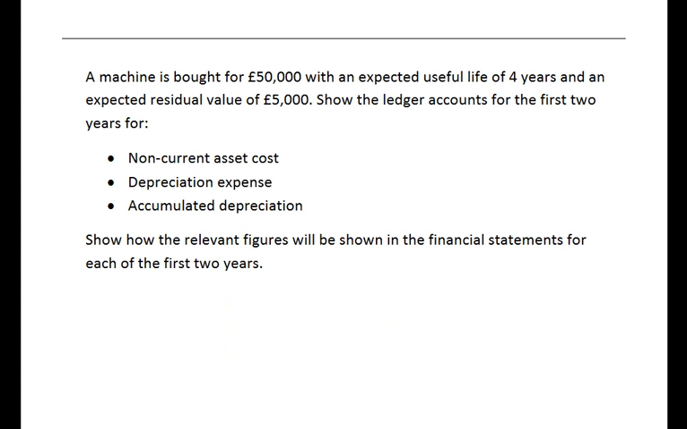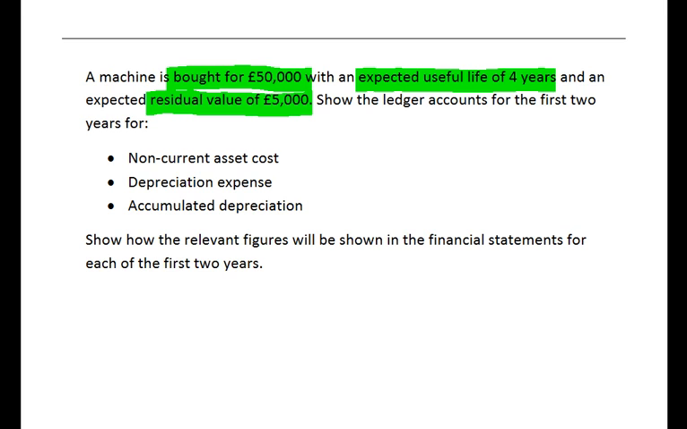Well, let's have a little look here at depreciation. So we've got an example we're going to work through here. Got a machine bought for £50,000, so that's the capital expenditure on the machine. Got an expected useful life of 4 years with an expected residual value. So this is what we think we're going to be able to sell the machine for at the end of the 4 years, of £5,000. And we're going to show the ledger accounts, or the T accounts, for the first 2 years here of owning this machine. And in particular, we're going to be interested in the T account for the non-current asset costs.